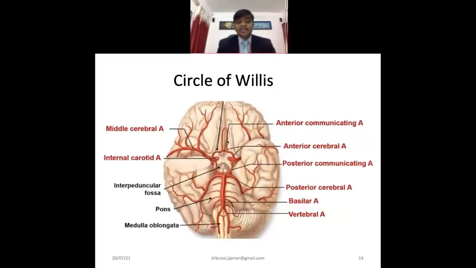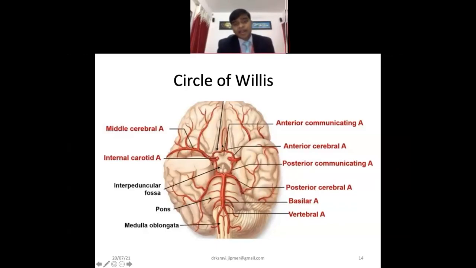So we will see over here. Now, when we see this circle of Willis, you can appreciate this is the basilar artery, which is dividing into two, that is the posterior cerebral artery. We have this posterior communicating artery, which is coming from the internal carotid artery. Then, if you can appreciate over here, this is the internal carotid artery. From there, we have this middle cerebral artery, which is going towards the lateral sulcus over here, you can appreciate. This is the middle cerebral artery.